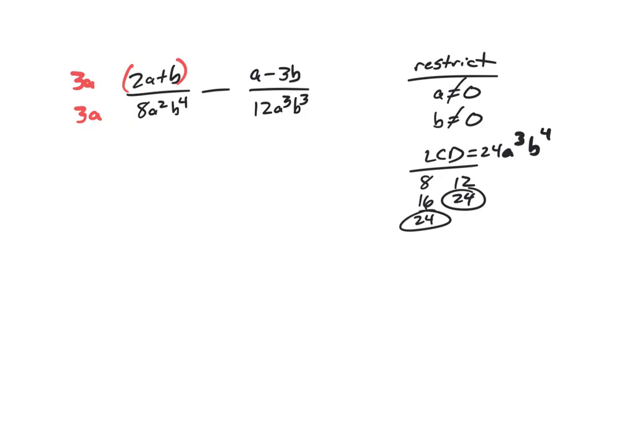Okay, on the fraction over here, we want to make this 24, a to the third, b to the fourth. I have a 12. I want to make it a 24. So we're going to multiply by 2. I need 3 a's. I've already got 3 a's. I need 4 b's, so I need an additional b. So we're going to multiply by 2b.